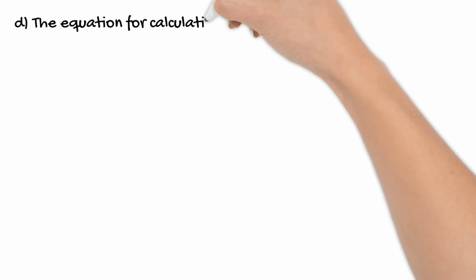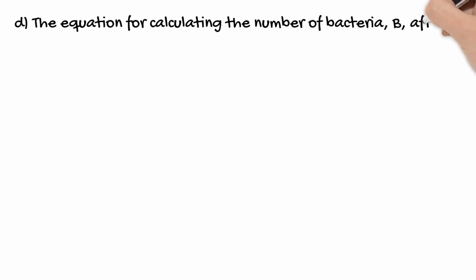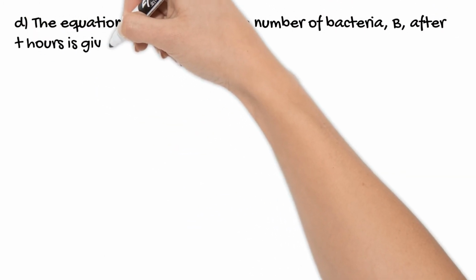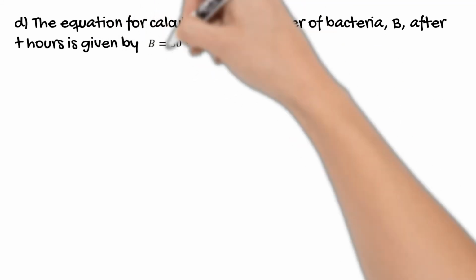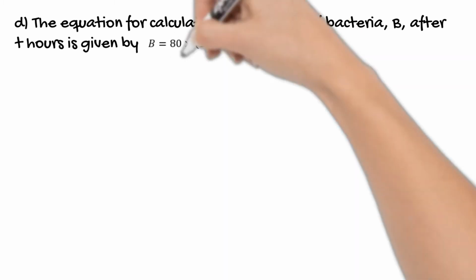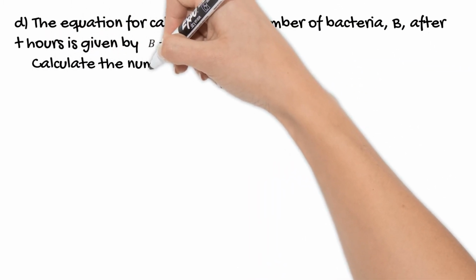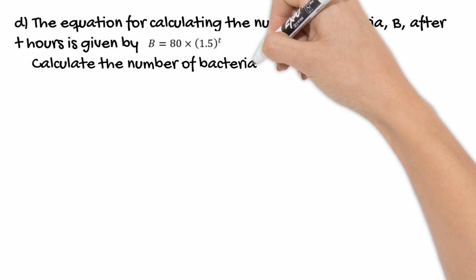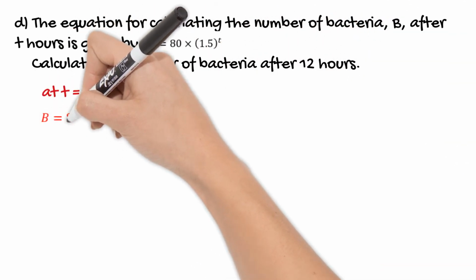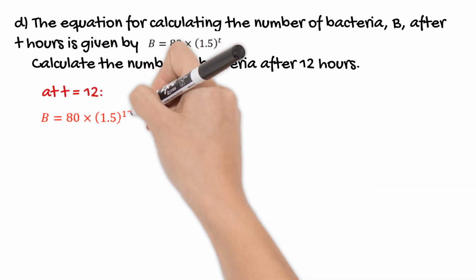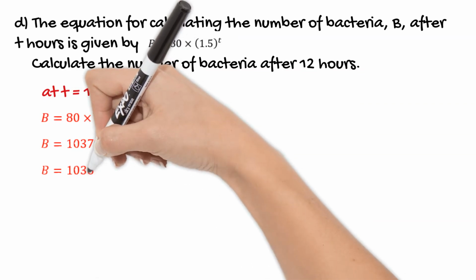Then the last part of our question asks us to work out the number of bacteria after 12 hours by giving us the equation. The equation is: the number of bacteria is equal to 80 multiplied by 1.5 to the power of T, where T obviously is representing the hours. So it's just a matter of substituting T equals 12 into that equation, which is going to give us a number of bacteria of 10,380 to the nearest whole number.